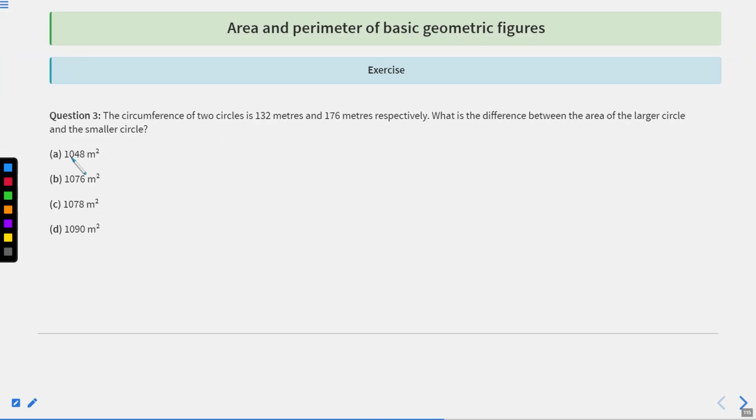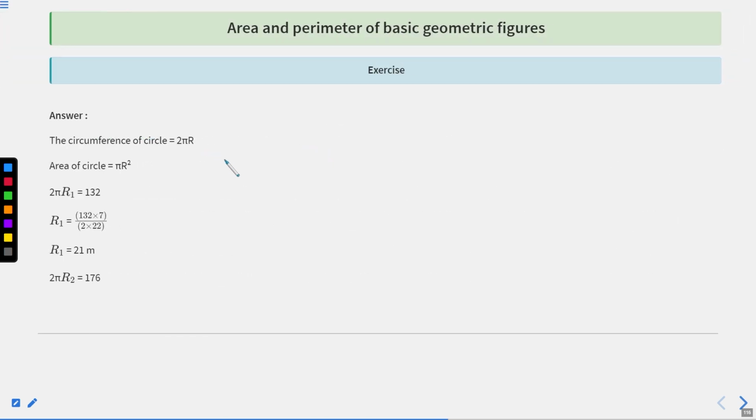Let us move to question number 3. The circumferences of two circles are 132 meters and 176 meters. So here we have two circles, and their circumferences are known to us. What is the difference between the area of the larger circle and the smaller circle? Our goal is to find the difference between the area of the larger circle and the area of the smaller circle.